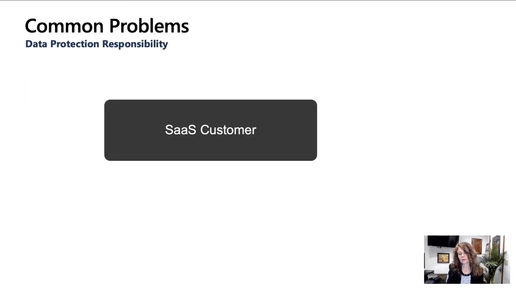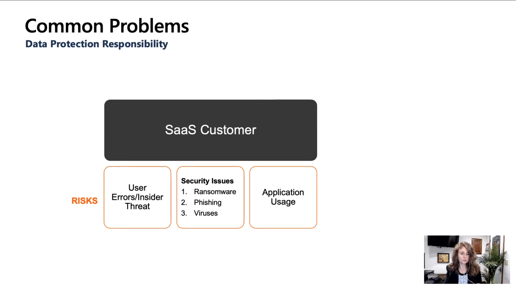The other thing I want to talk about that's a common problem is who's responsible for that data. Let's talk about the SaaS customer first. You as the customer are responsible for your enterprise data. So if any of these things, user errors, insider threats, security issues, or even how your users leverage an application causes a problem for your enterprise data, it's up to you to have done something to make sure you can get it back. For example, it could be about those native options in M365 or more through a third party.